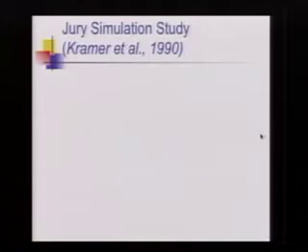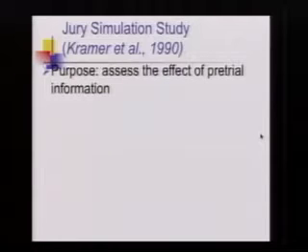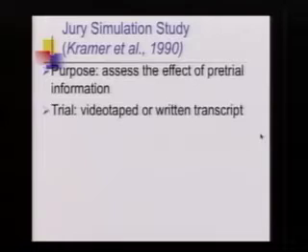Okay? So I'm going to talk about this one jury simulation study by Crane et al. It's covered very superficially in your textbook. So the purpose of this study was to look at pre-trial information. You were either exposed to, let's say this half the room was shown videotape information, and this half got a written transcript, so you just read the details. Okay, because they want to look at the impact of video, right, visual versus auditory.